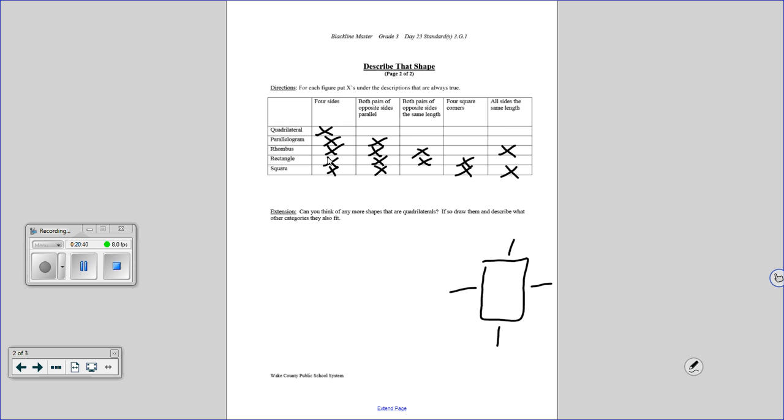Sabrina? All sides are the same length. Anything else? Ava? Both pairs of opposite sides. The opposite sides of a square are the same, right? This side and that side are equal. That side and that side are equal. A square has a lot of rules.